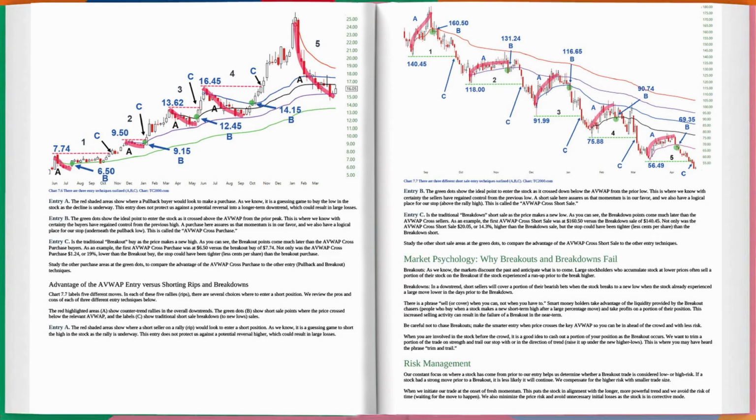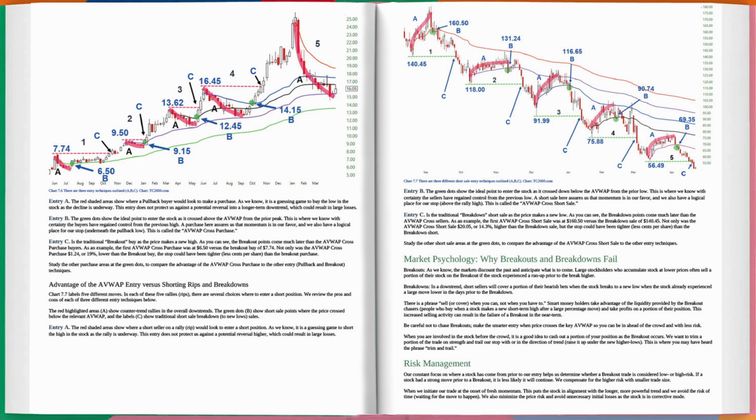Entry B. The green dots show the ideal point to enter the stock as it crossed down below the AVWAP from the prior low. This is where we know with certainty the sellers have regained control from the previous low. A short sale here assures us that momentum is in our favor, and we also have a logical place for our stop above the rally high. This is called the AVWAP cross short sale.